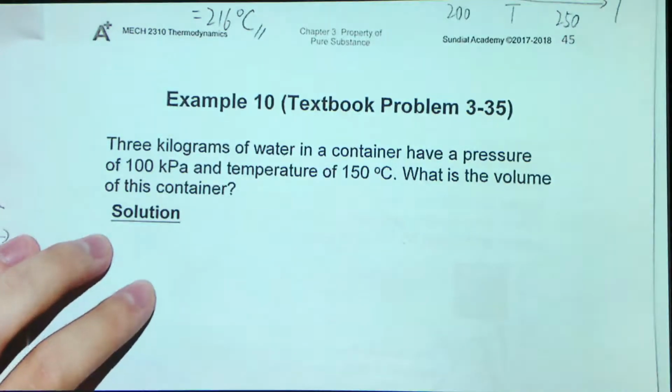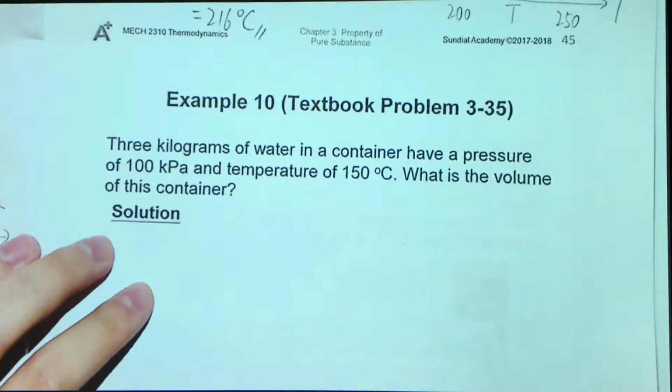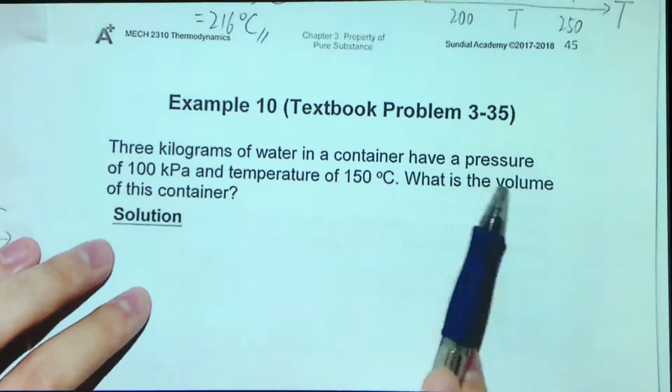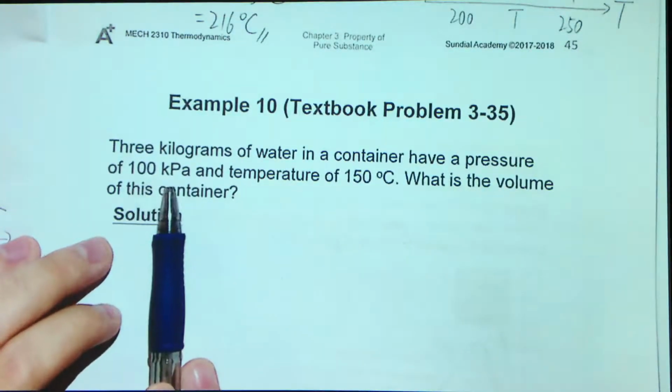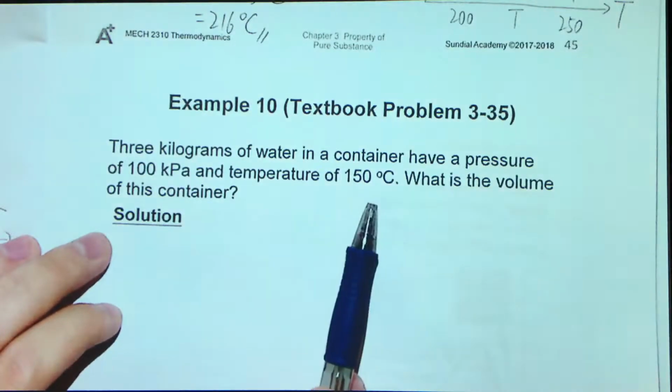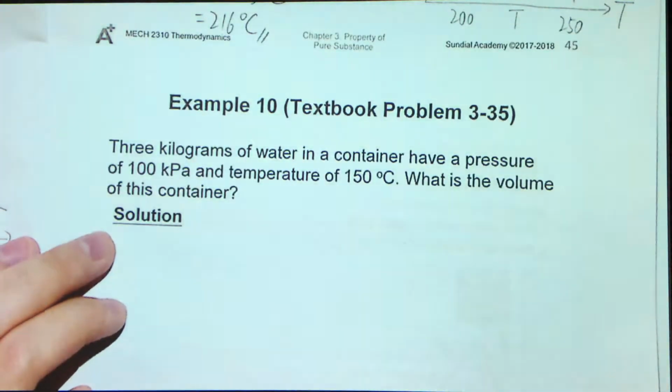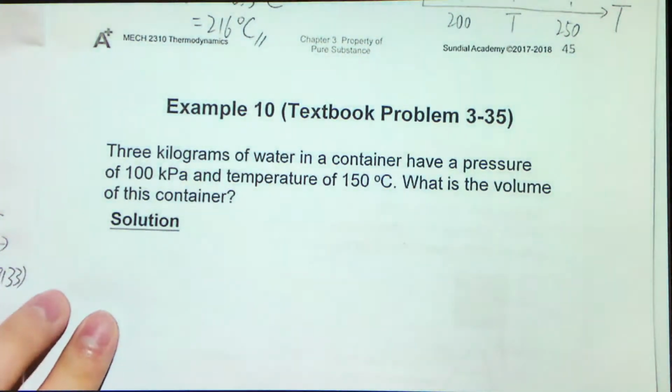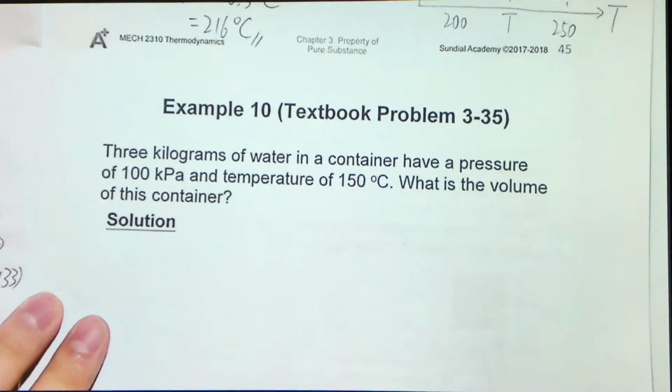Okay, after that, we will go to example 10. We have 3 kilograms of water inside a container. It has a pressure of 100 kilopascal as well as a temperature of 150 degrees C. And we need to find out the volume. Okay, again, spend some time to do this, and I will reveal the solution to you. Okay, let's see the solution.